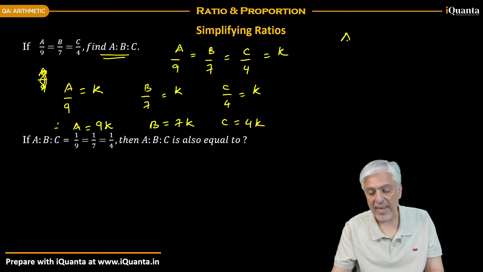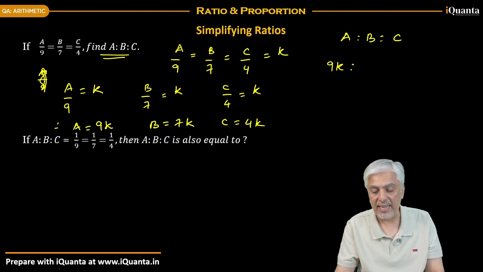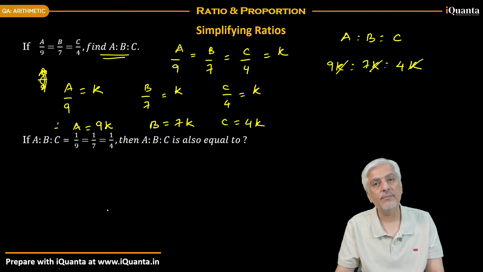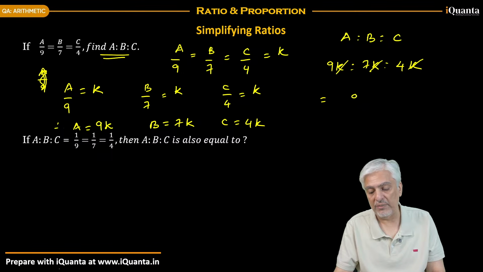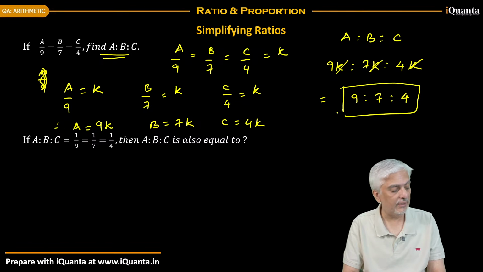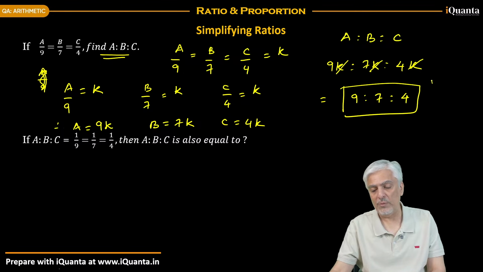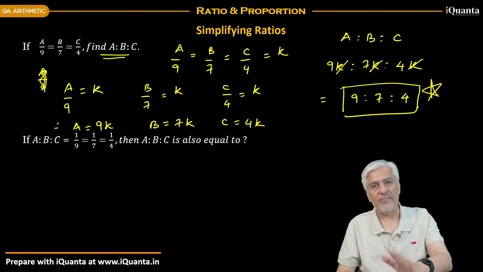So I got A ratio B ratio C. I've got 9k, 7k and 4k, where the k can cut. Whenever you're doing ratios, whatever is common can cut. So 9 ratio 7 ratio 4 is what you're left with. This one was okay. This will work every time.